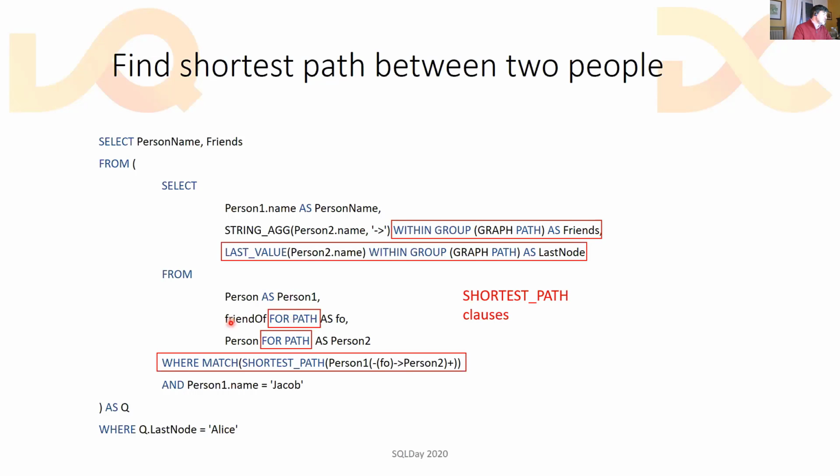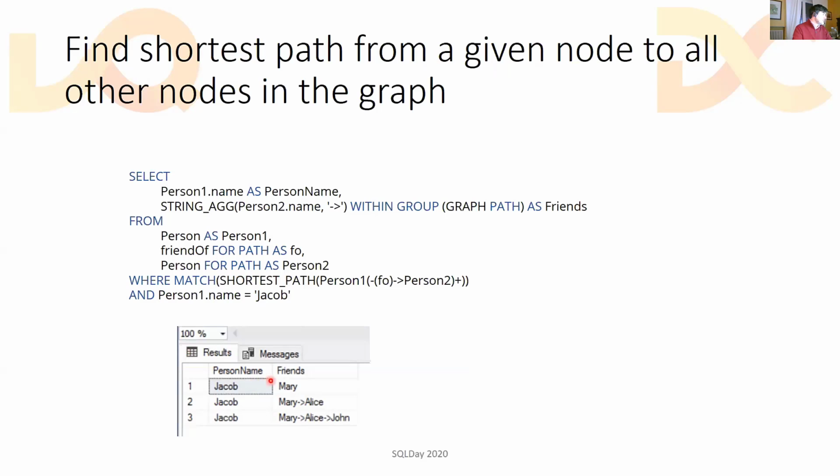So person one is friend of, for path, where match, I'm using the match, shortest path between node, person one is a node, friend of is an edge, the relationship between the persons, and it is directed from person one to person two. And this is the arbitrary length pattern: node, edge, node. And this is the output, for instance.